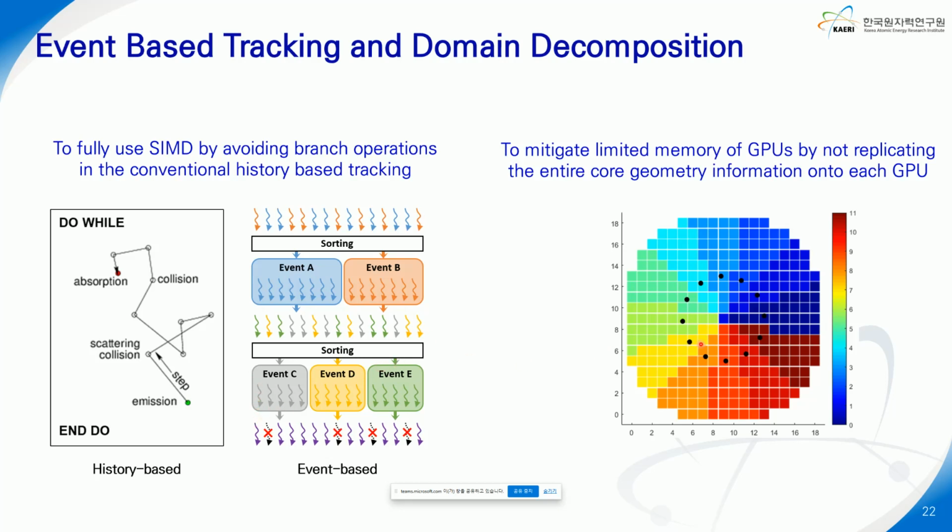The automatic domain decomposition scheme, as shown here, is also essential in GPU computing because the memory on a GPU card is not enough to contain the entire geometry information of the whole core. These two examples show that elaborate programming is essential in GPU computing.